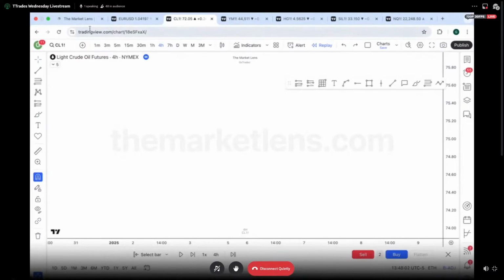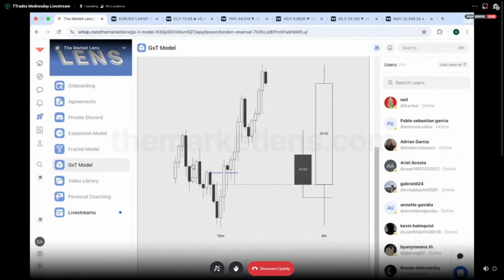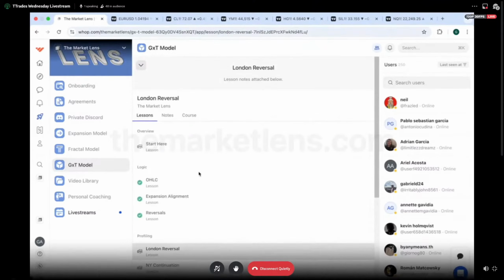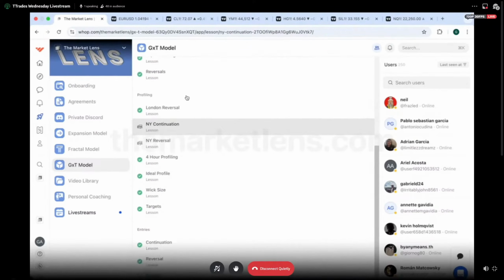So if we go back, all this is pretty much Asia session consolidation or whatnot, and then we're going to assume that we're at the key level to the left, and we're just trading in a reversal into expansion candle away from that. So this is London reversal. What about New York continuation?